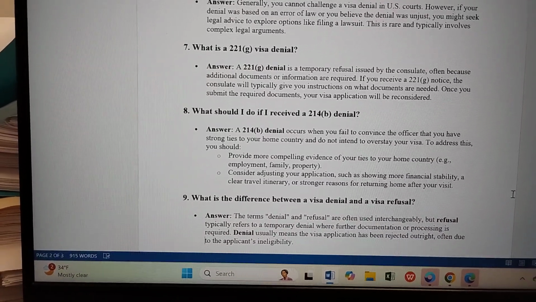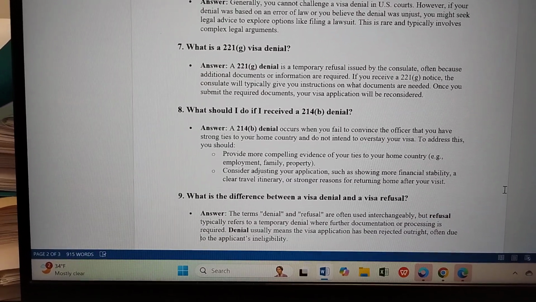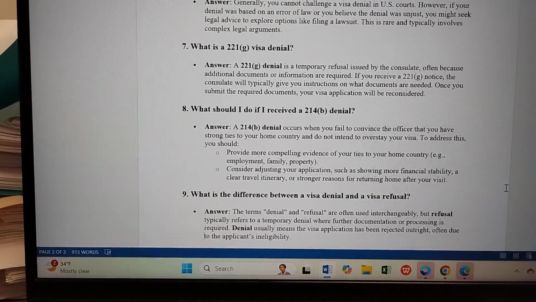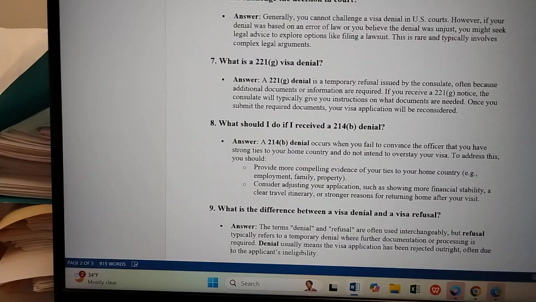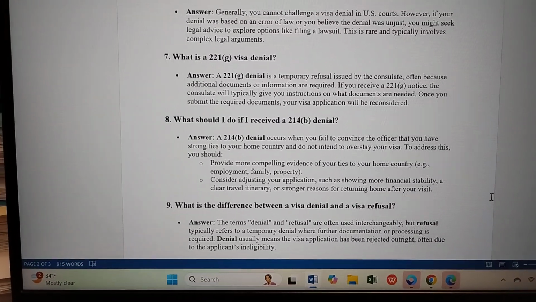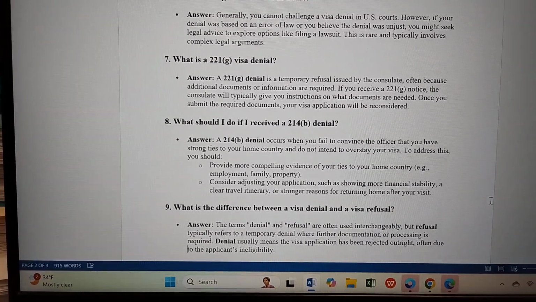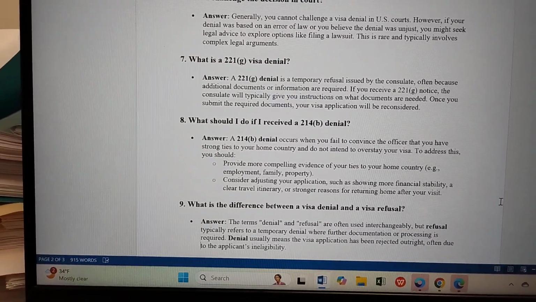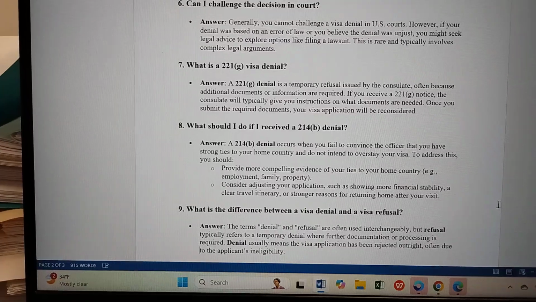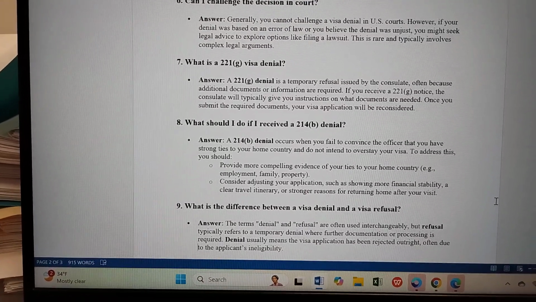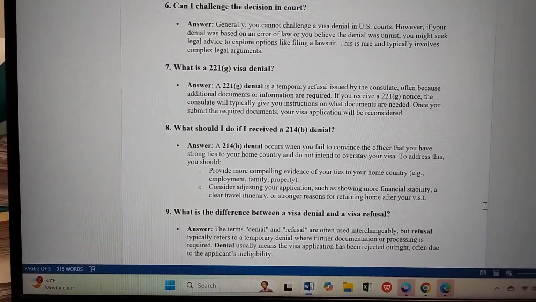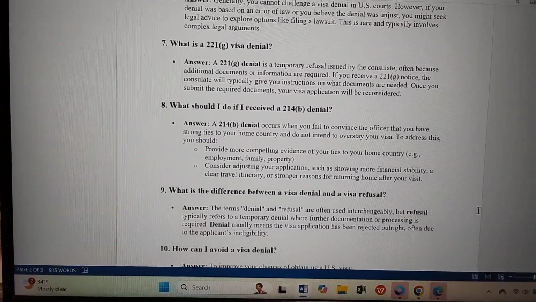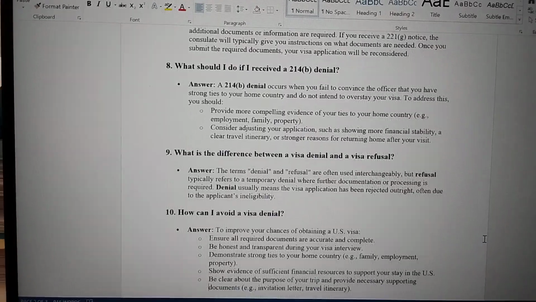A 214B denial occurs when you fail to convince the officer that you have strong ties to your home country and do not intend to overstay your visa. To address this, you should provide more compelling evidence of your ties to your home country. For example, an employment letter, family documents such as a marriage certificate, and property deeds such as a land title deed or house deeds. These are some of the things that will show that you have strong ties to your home country.